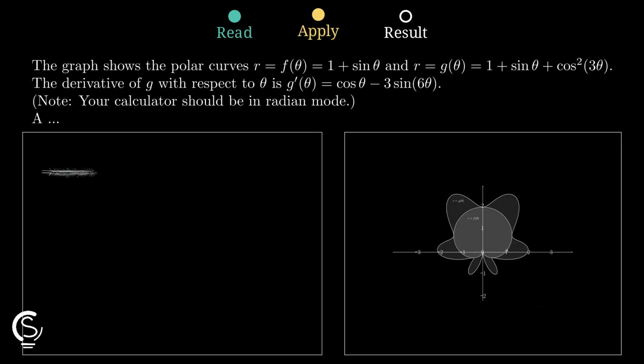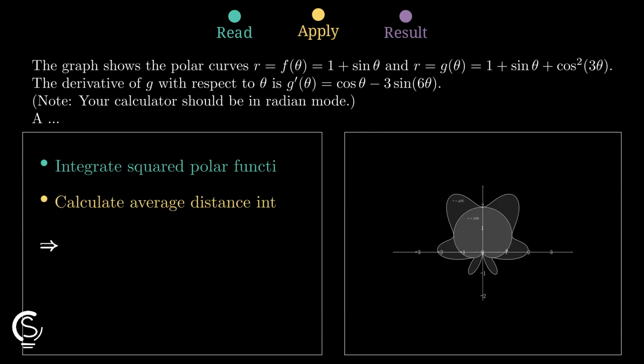Next, we find the average distance between curves by integrating the absolute difference of f and g over the interval, then dividing by the total change in theta. Keep going. Finally, locate the maximum distance from the origin by setting the derivative of g to 0 and checking critical points within the given interval.